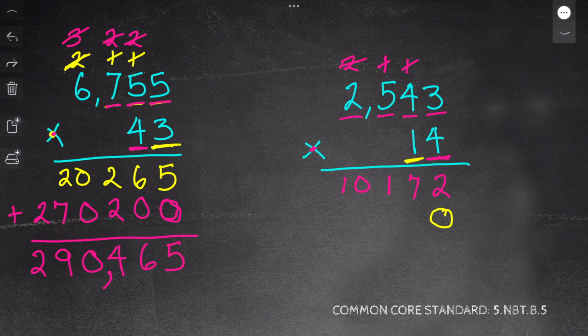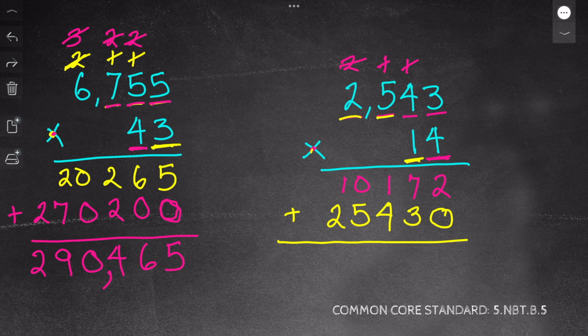So 1 times 3 is 3. And 1 times 4 is 4. And 1 times 5 is 5. And 1 times 2 is 2. Now I'm going to go ahead and I'm going to add up my partial products.